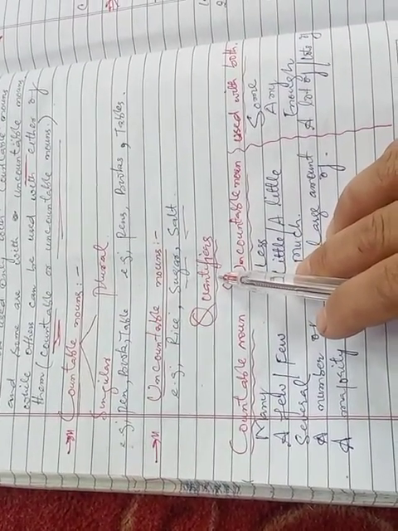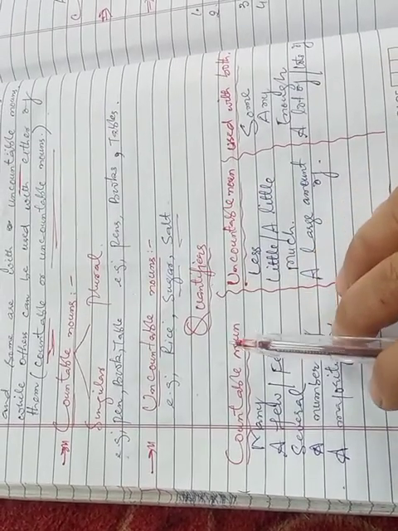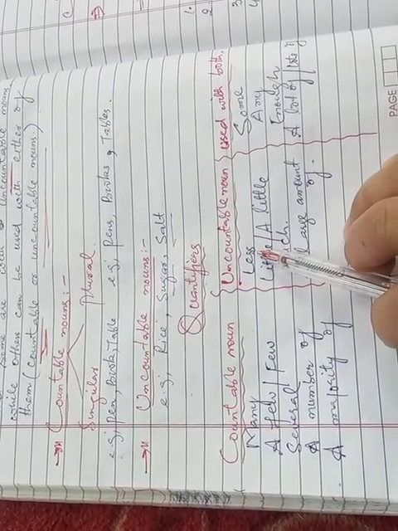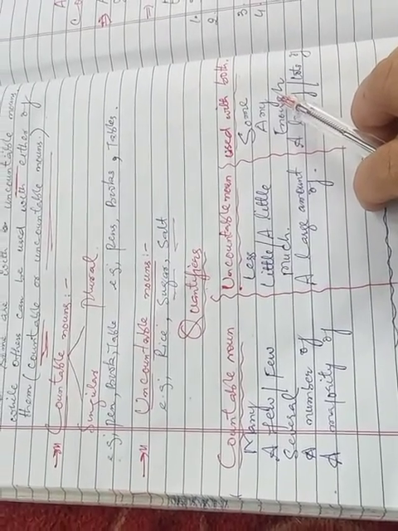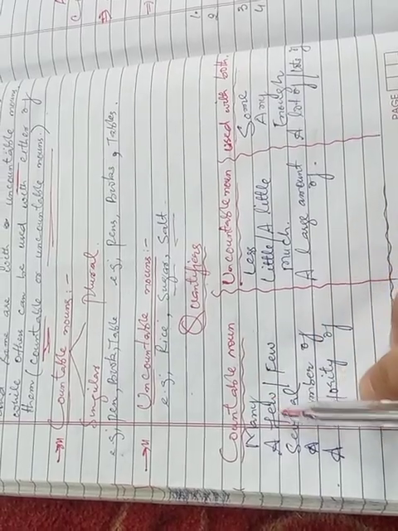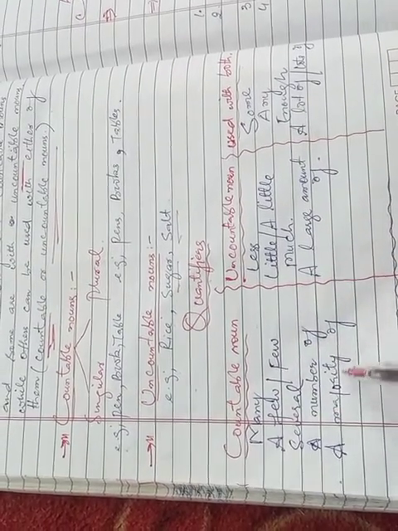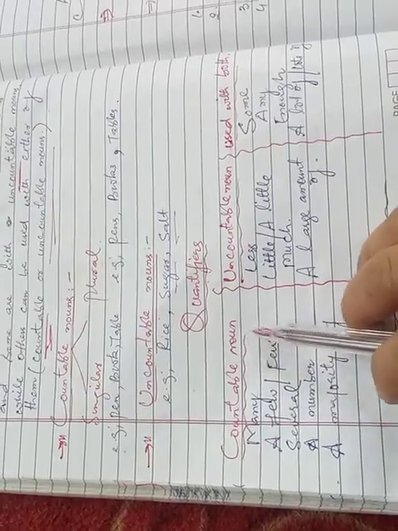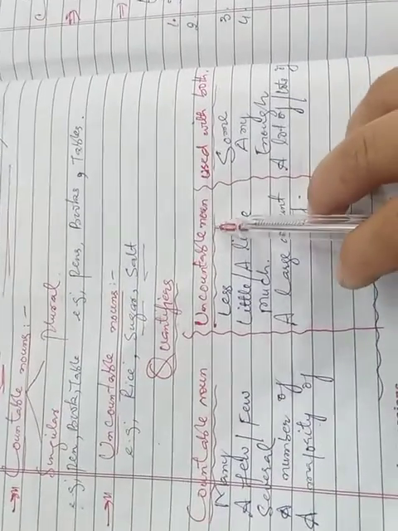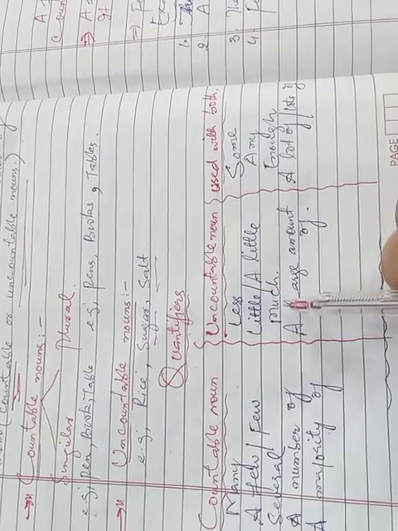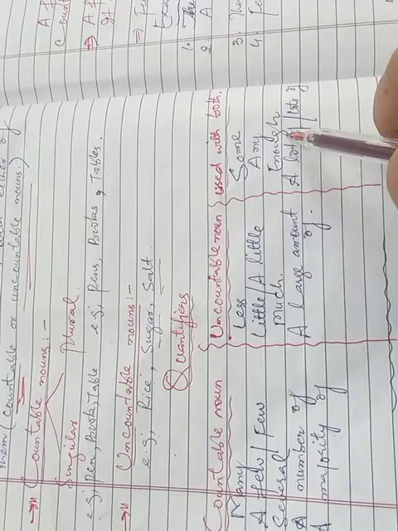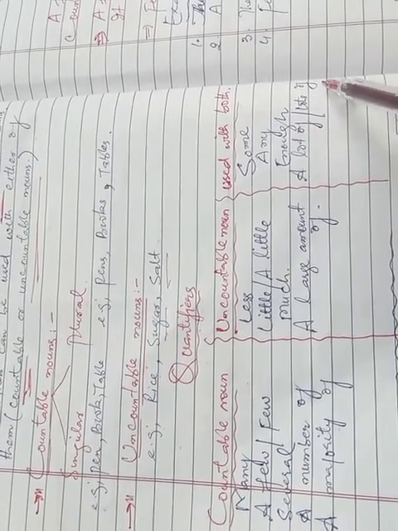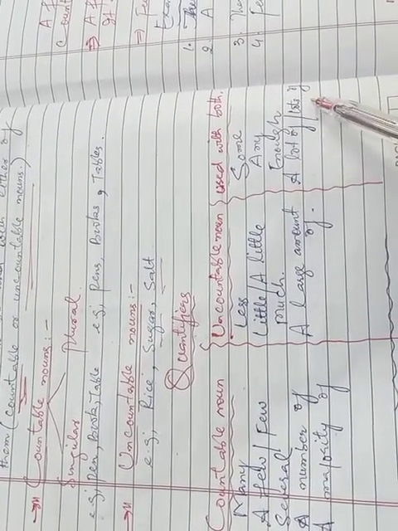Now here, my dear students, I told you that there are some rules for quantifiers. Some are used with countable nouns, some are used with uncountable nouns, while others can be used with either of them, countable and uncountable nouns. Many, a few and few, several, a number of, a majority of, these are used with countable nouns. You have to remember this important thing. And less, little, a little, much, a large amount of, these are used with uncountable nouns. And some, any, enough, a lot of, or lots of, these can be used with either of them, countable and uncountable nouns.